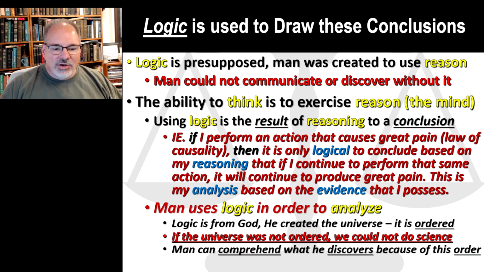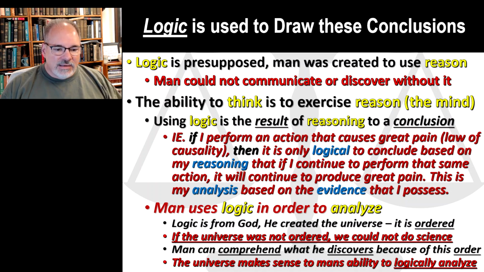Man can comprehend what he discovers because of this order. I mean, all this presupposes that I have the ability to do this, and that it was put there. It didn't arbitrarily get there by accident because of the beneficial mutations over millions of years in evolution, that's such an absurdity. I can't even get on that road at this point. The universe makes sense to man's ability to logically analyze it. So logic is an important piece here. We have to think through.